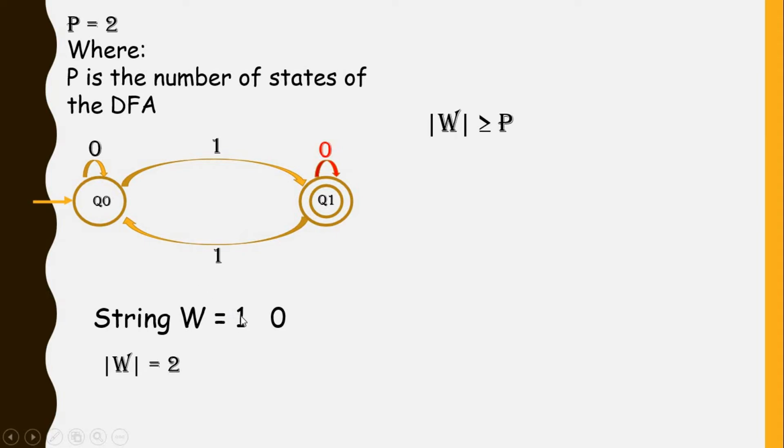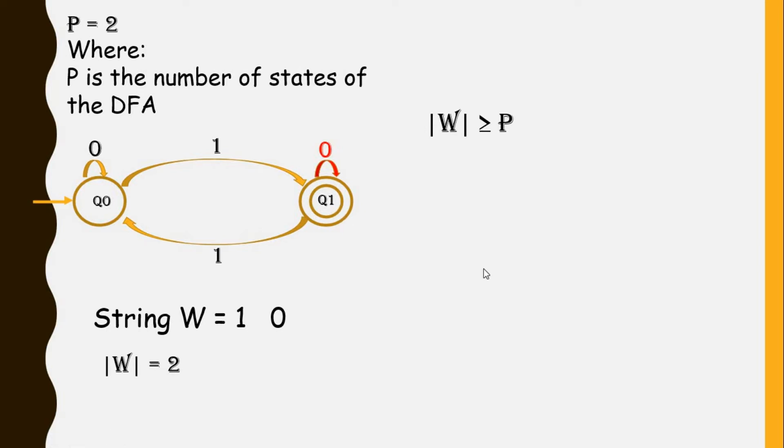Now, for the string 1, 0, you go from Q0 to Q1 on getting input 1, and you hit Q1 for the first time. Then you stay in Q1 on getting input 0, and that's when we visit the same state at least twice. In this case, Q1. We're hitting Q1 for the second time.